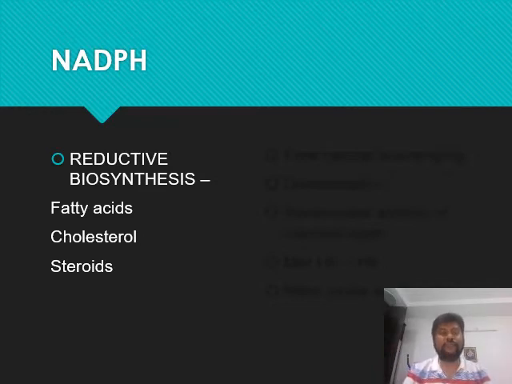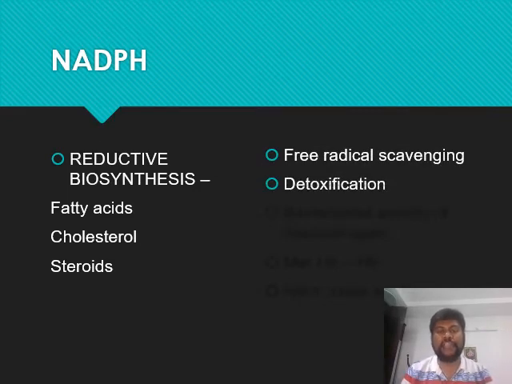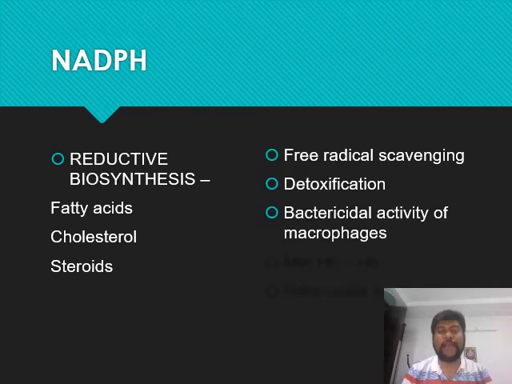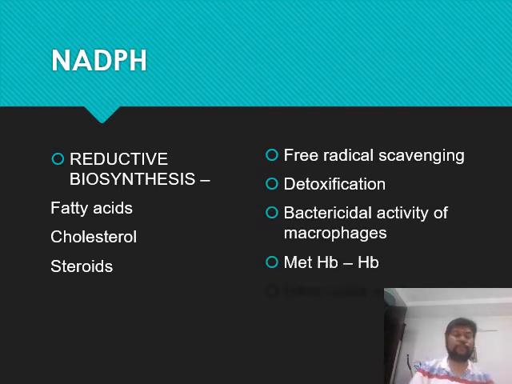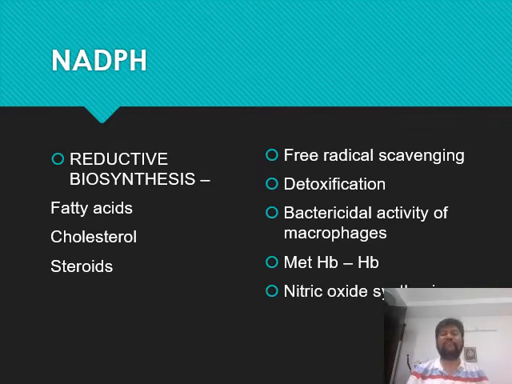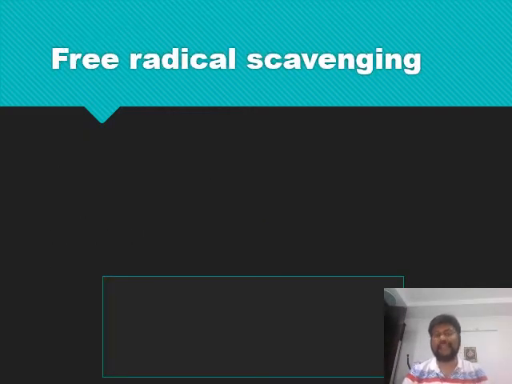Apart from the synthesis of these compounds, NADPH is also needed for various other processes like free radical scavenging, detoxification processes, bactericidal activity of macrophages, conversion of methemoglobin back to normal hemoglobin, and nitric oxide synthesis. Now we will see in detail how our NADPH plays a major role in all these processes. First, let us start with free radical scavenging.